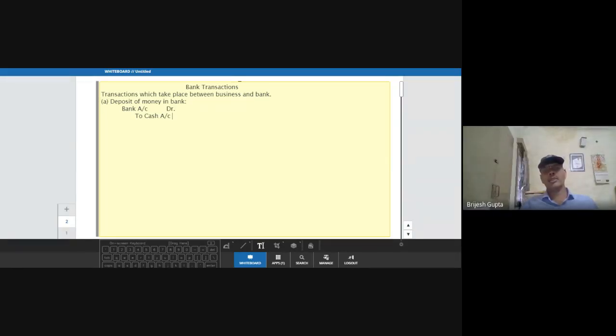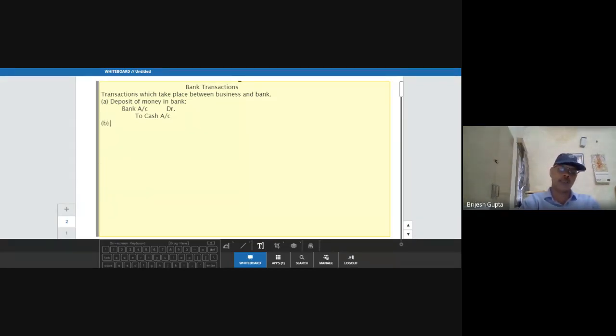If you see the modern approach, it says debit the increase in assets and credit the decrease in assets. When we deposit money in the bank, our bank balance increases. That is also an asset, so debit. And one asset is reducing, that is cash. The asset which is increasing is debited, and the asset which is reducing is credited. So bank account debit, and cash account credit. So that is the first transaction, deposit of money in bank.